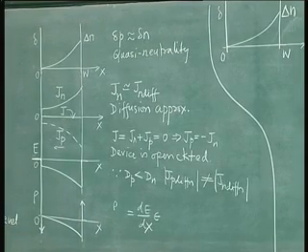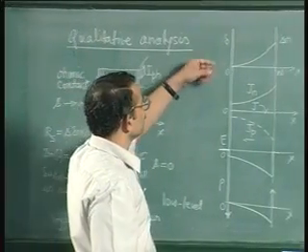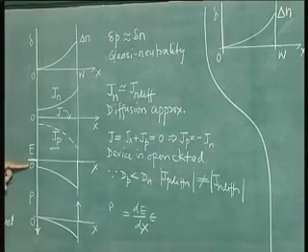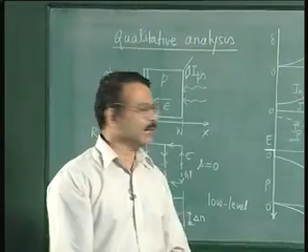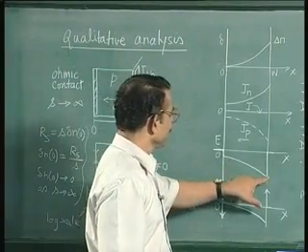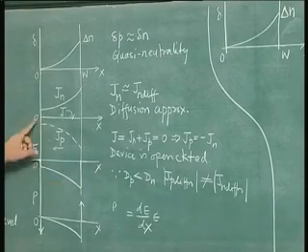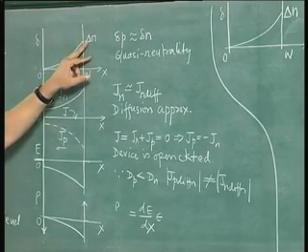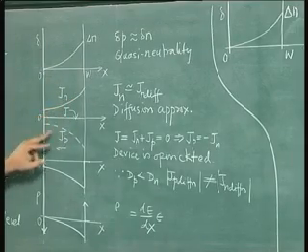So this is how, based on qualitative analysis, we can draw the distributions of N and P, Jn and Jp and E. Now the next step is to do a quantitative analysis so that we get the values of various critical parameters such as the boundary values of the electric field, the current and the excess carrier concentration, and we also need an expression for these curves shown here.